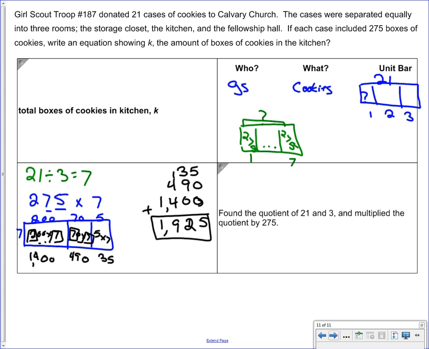So then we're going to take a look at this. How we solved it, we found the quotient of 21 and 3. Then we multiplied the quotient times 275.